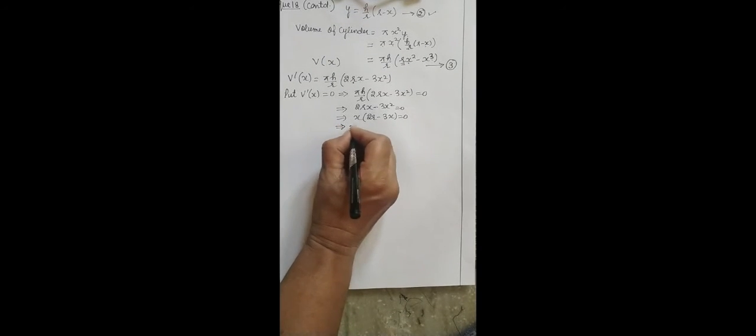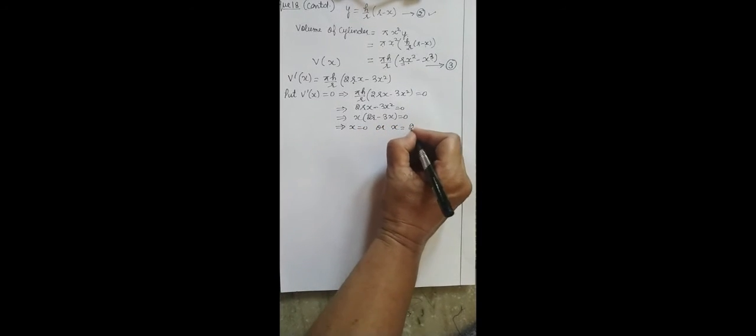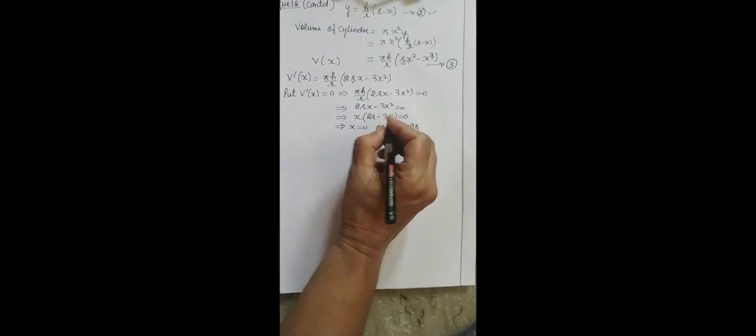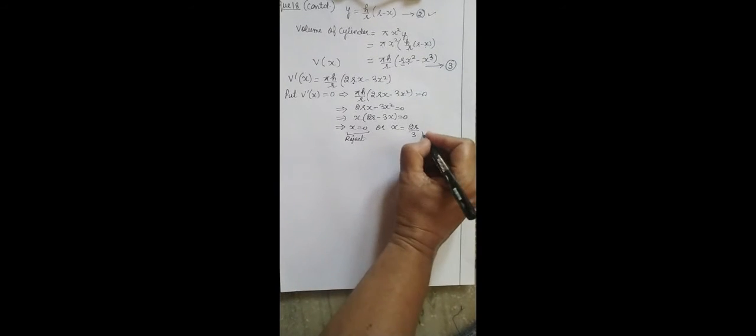So what will be the values of x then? Either x is equal to 0 or x will be equal to 2r upon 3. Actually 2r minus 3x is 0, which means x is equal to 2r upon 3. Now I have to reject this value because what was actually my x? x was the radius of the cylinder. So it cannot be 0. So my only value of x is 2r upon 3.